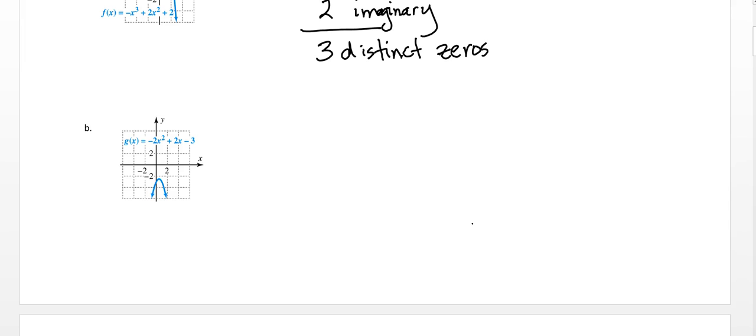Looking at this polynomial function, g of x equals negative 2x squared plus 2x minus 3, you can see that there is a possibility of 2 distinct zeros, but the graph does not cross the x-axis, therefore it does not have any real zeros, which means there are 2 imaginary. So this is a graphical illustration of the fundamental theorem of algebra, along with the number of zeros theorem.